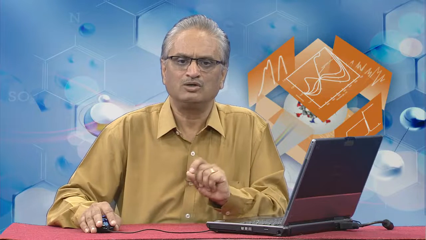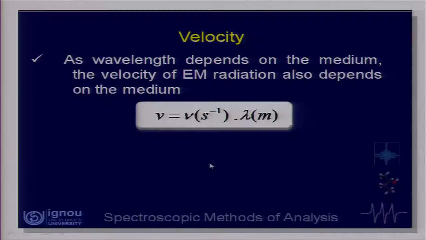Okay. Now, we mentioned earlier too that the wavelength of a radiation depends on the medium. Since velocity is the product of the wavelength and the frequency, and wavelength depends on the medium, velocity also will depend on the medium of transmission.